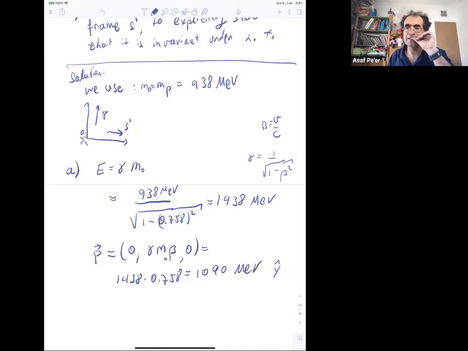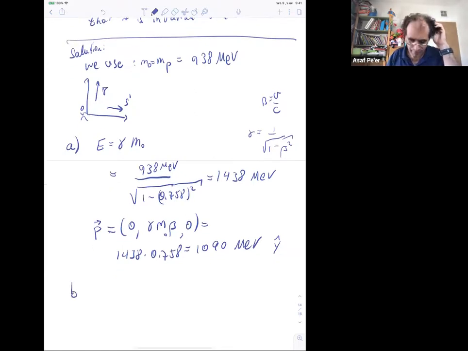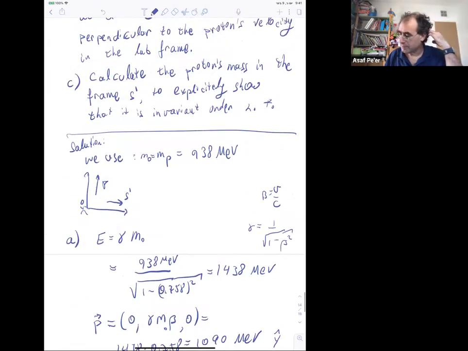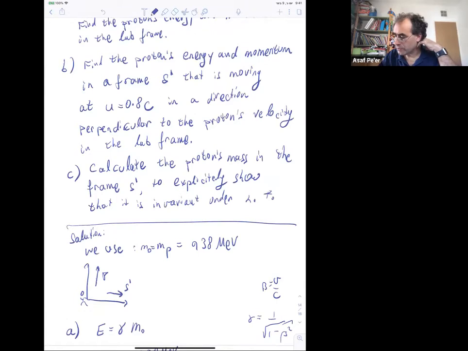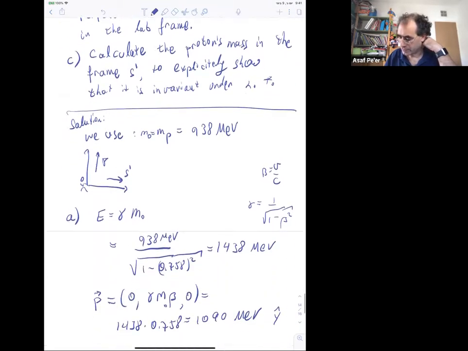Okay, let's do part B. So now in part B, you're asked to find the proton's energy and momentum in the frame S prime that is moving at a speed of 0.8c in a direction perpendicular to the proton's velocity in the lab frame. So here it's in the x direction. So what do we need to do?